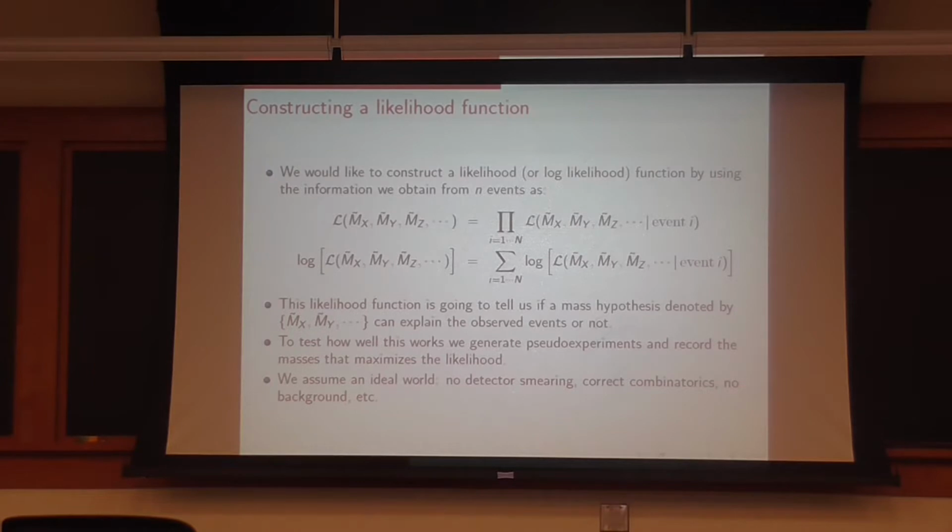Now, to test this, we generate just 3 experiments. We take just 10 events, measure the masses, and then take another set of 10 events, measure the masses, and so on. And we assume an ideal world to make things easier, just to see what you can do best in terms of measuring the masses. So no detectors, meaning we assume we always catch the correct combinatorics and no background.